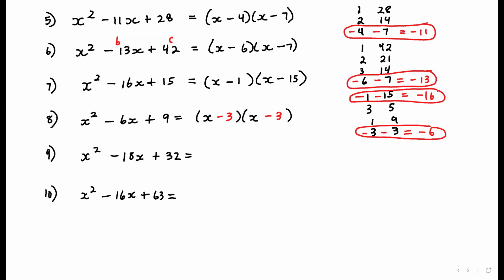In number 9, what is B and what is C? 18 and 32. C is 32 and B is negative 18. So what are the factors? Well, list them in pairs, right? Because that makes it easier to see. So it will be 1 times 32. Those are two factors. And then 2 times what?